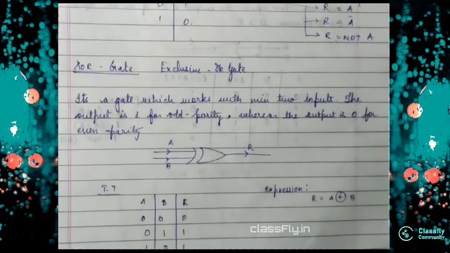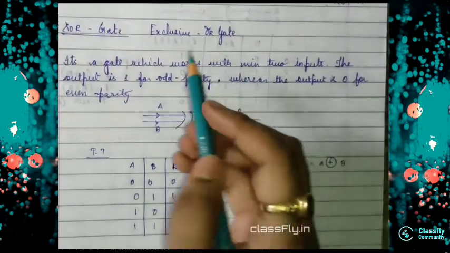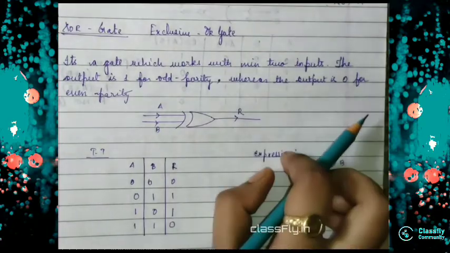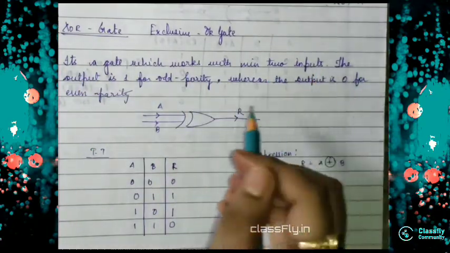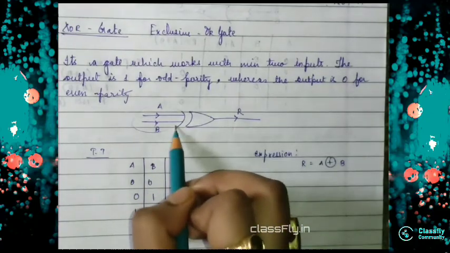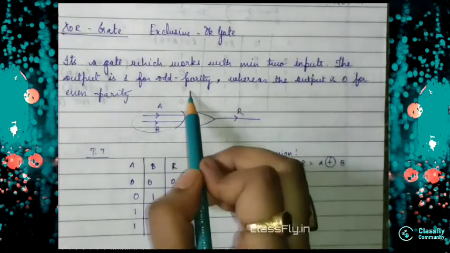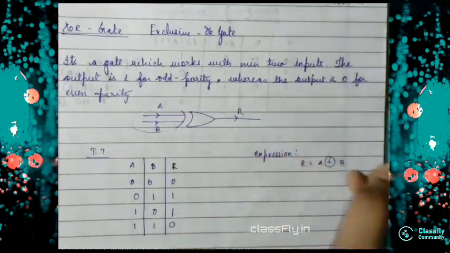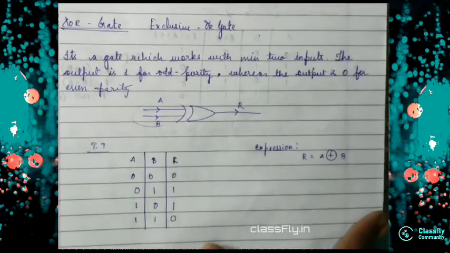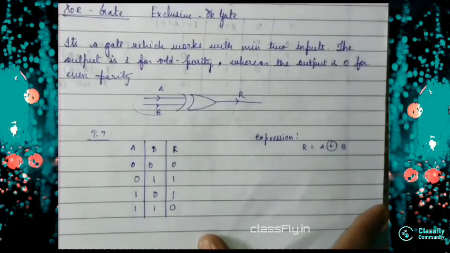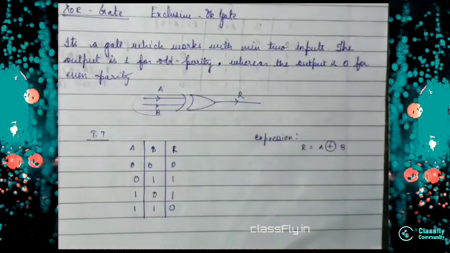Last gate, that is a basic gate, is the XOR gate. XOR gate is the exclusive OR gate. See, it's a gate which works with minimum 2 inputs. It is compulsory to have 2 inputs. Okay, and the output is 1 for odd parity, whereas the output is 0 for even parity. If we see the truth table, we will understand clearly. The output is 1 for odd parity.